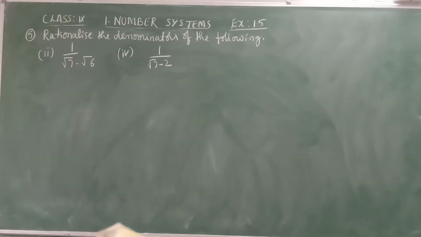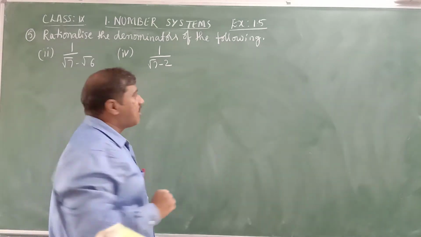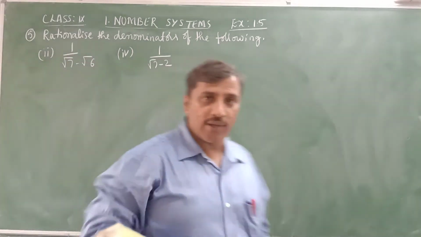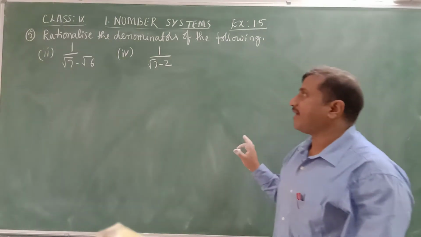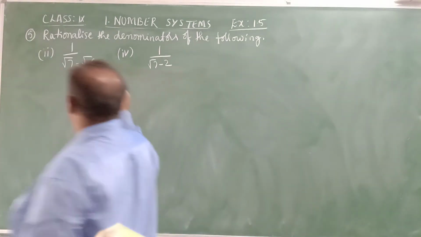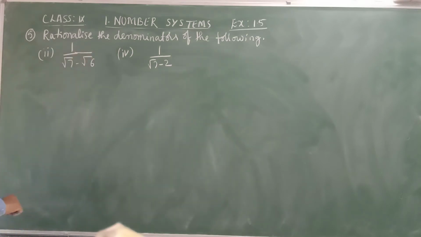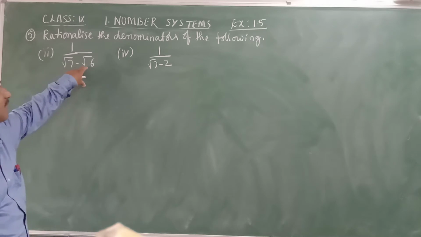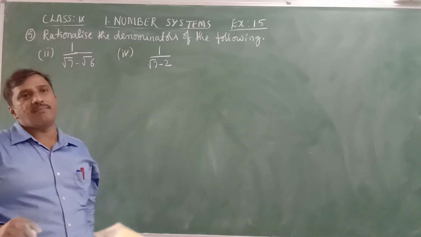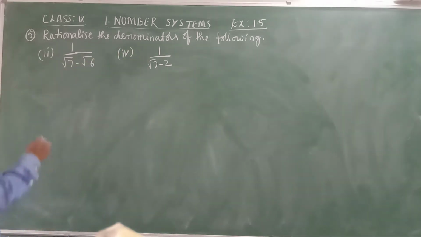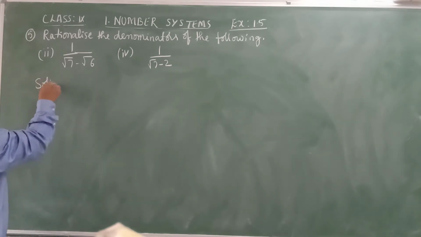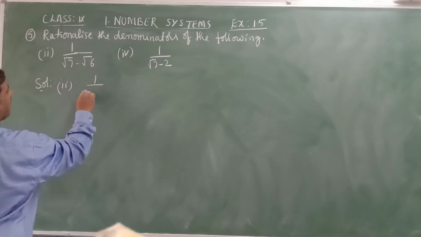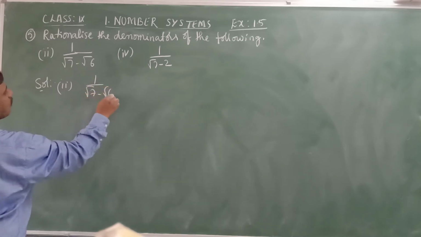Yes, now we will discuss exercise number 1.5, the fifth one: rationalize the denominators of the following. The fourth question is 1 divided by root 7 minus 2. So here we have to rationalize the denominators. The second question is 1 divided by root 7 minus root 6.